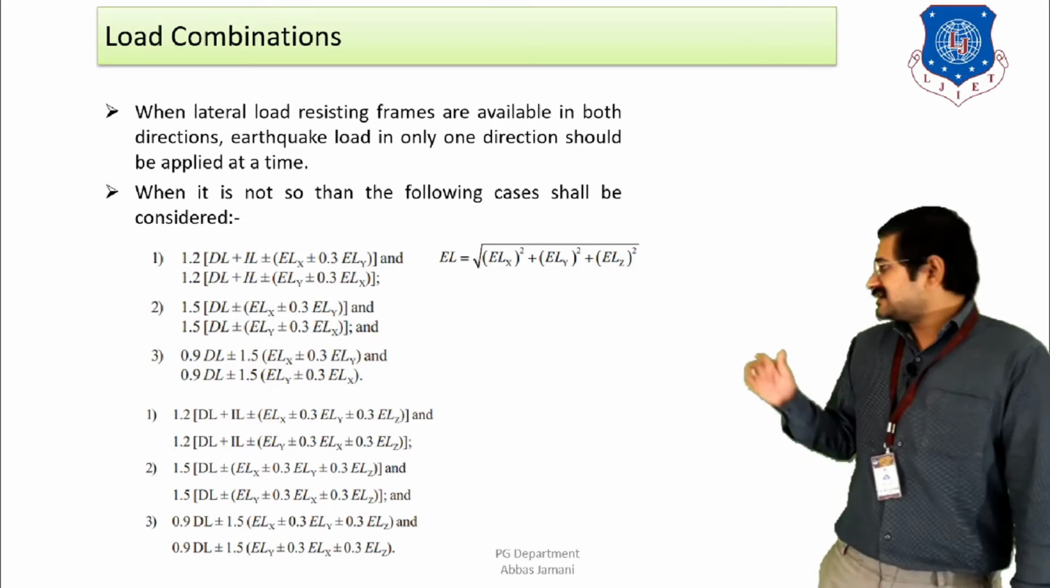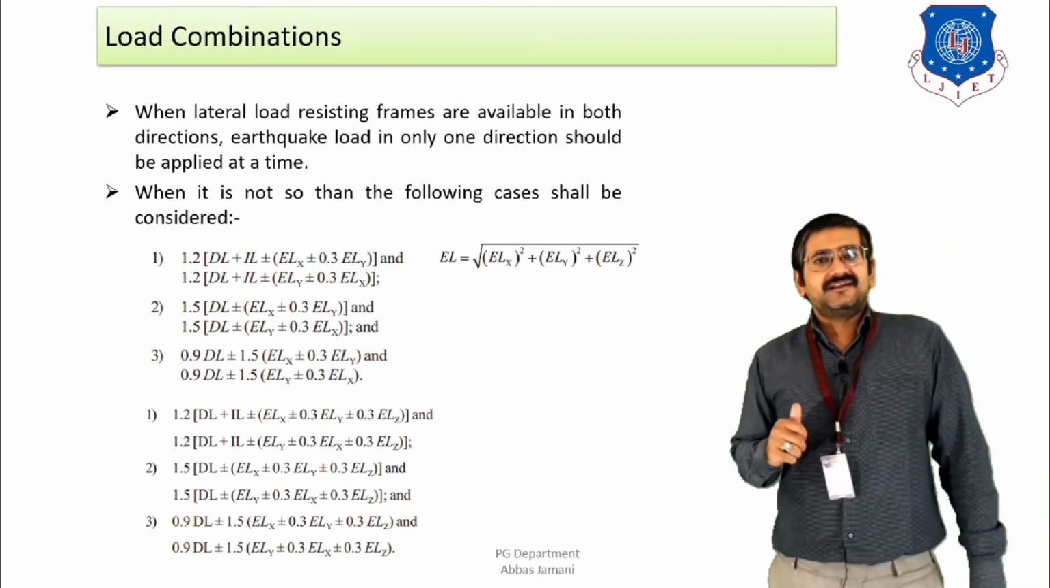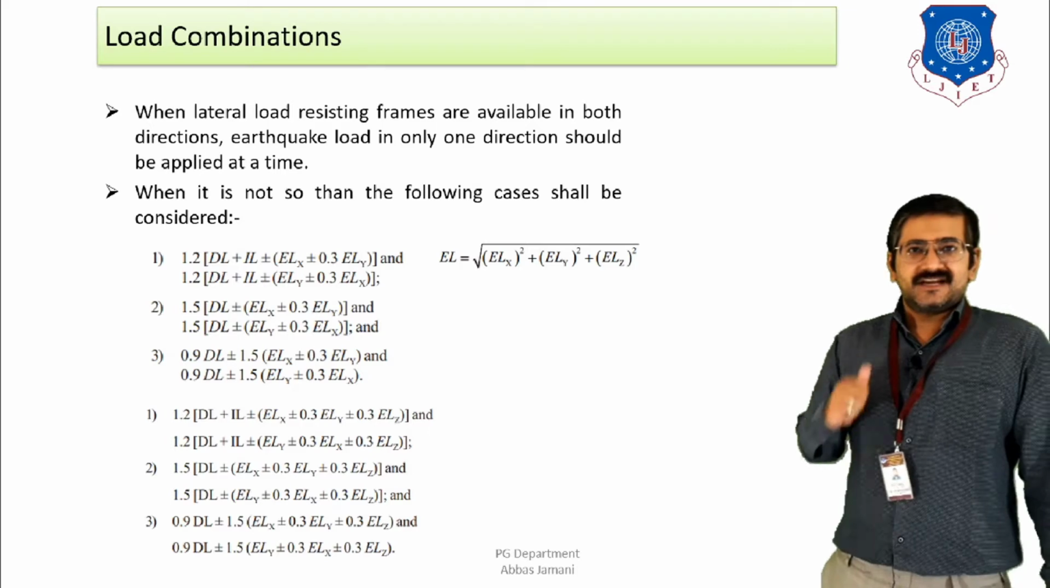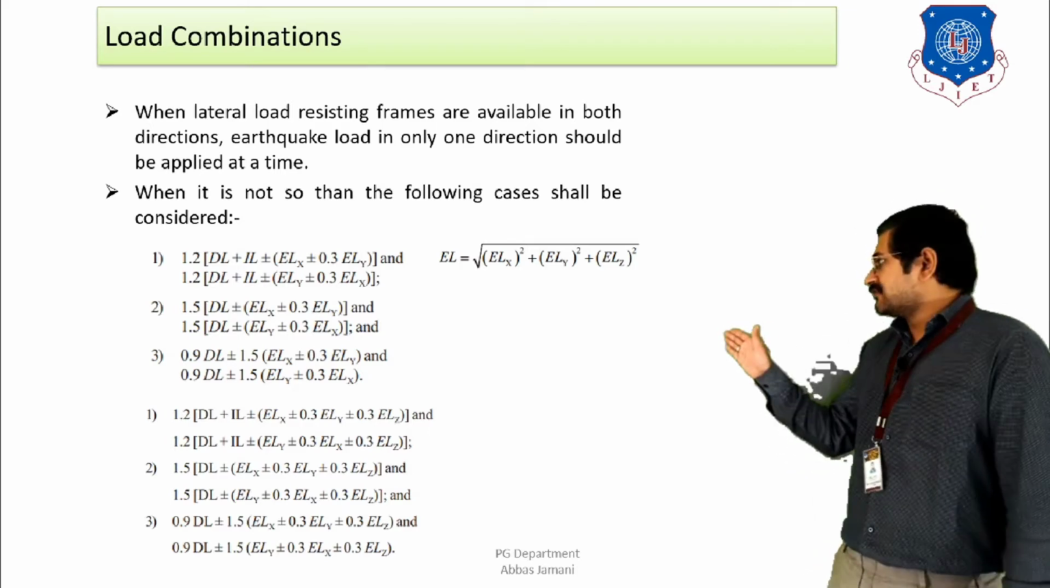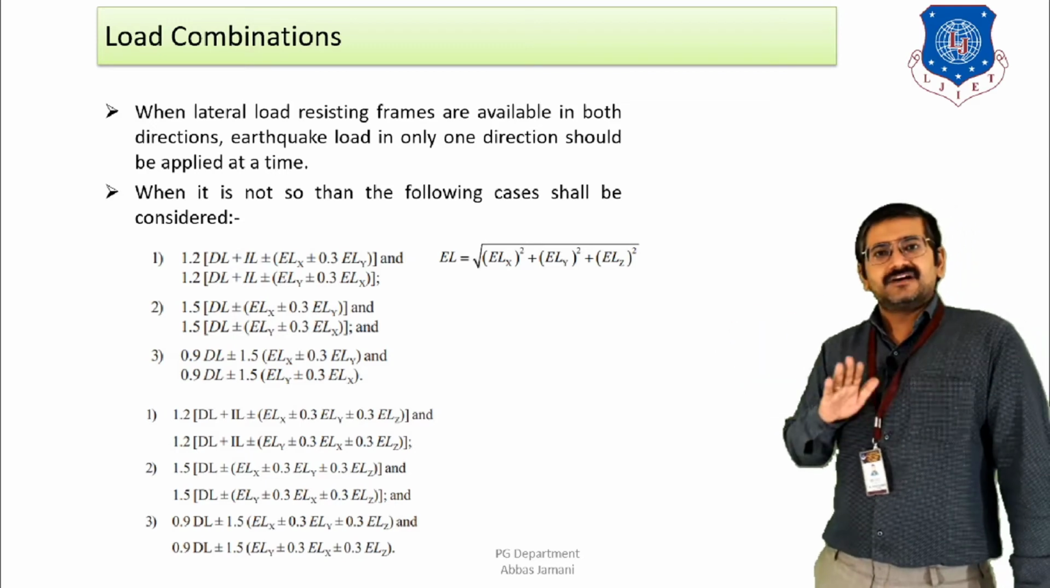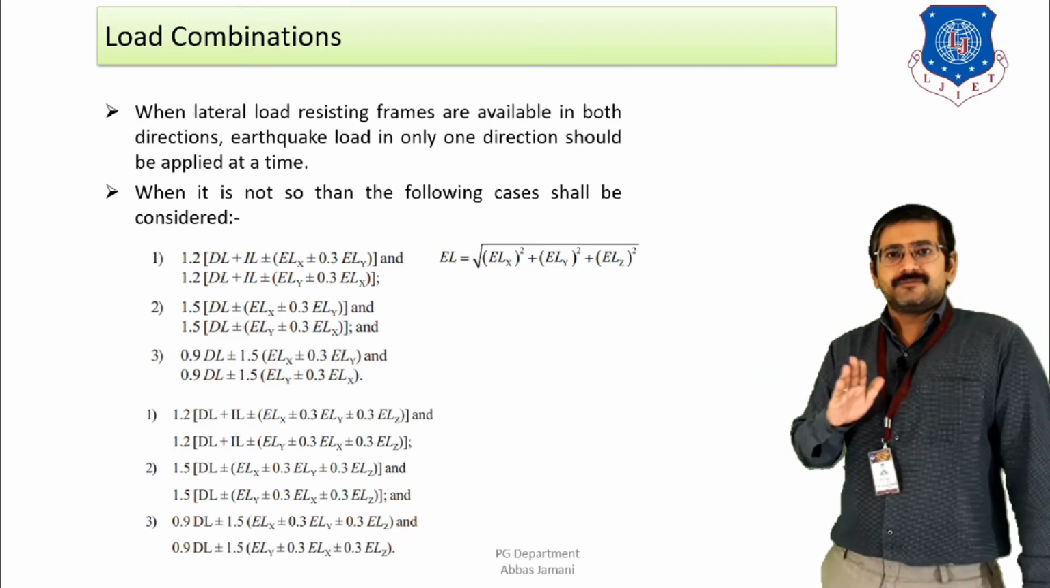That is, for example, if you look at the load combinations that we generally have based on the codal provisions mentioned in IS 456, then we have the load combination for the general case as 1.2 times dead load plus live load plus earthquake load.